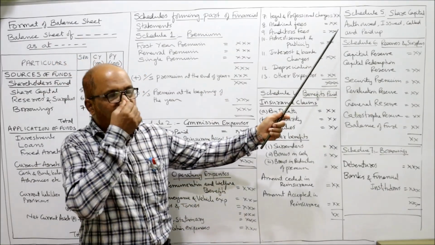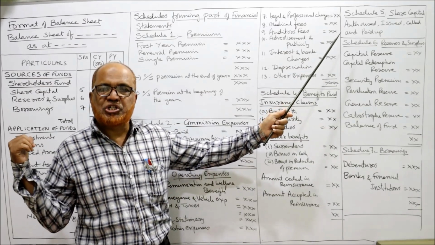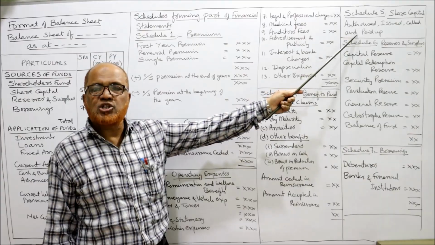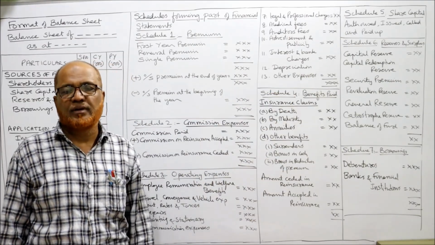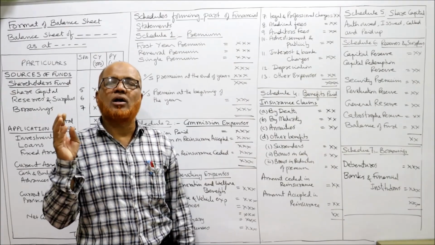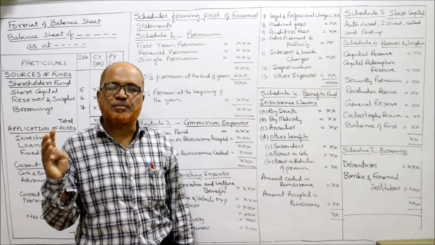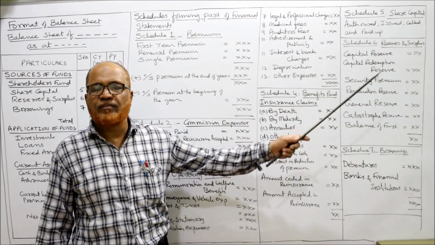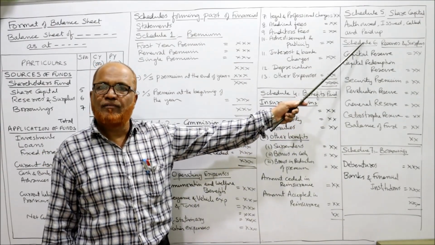Then schedule number 5. Now we are coming to the balance sheet. The first 4 schedules, revenue account, are over. Now the 5th schedule, balance sheet. The first schedule in the balance sheet is schedule number 5, share capital. In this share capital, if detail is given regarding authorized capital, issued capital, subscribed capital, called up capital, paid up capital, all these things we have to show in schedule number 5.